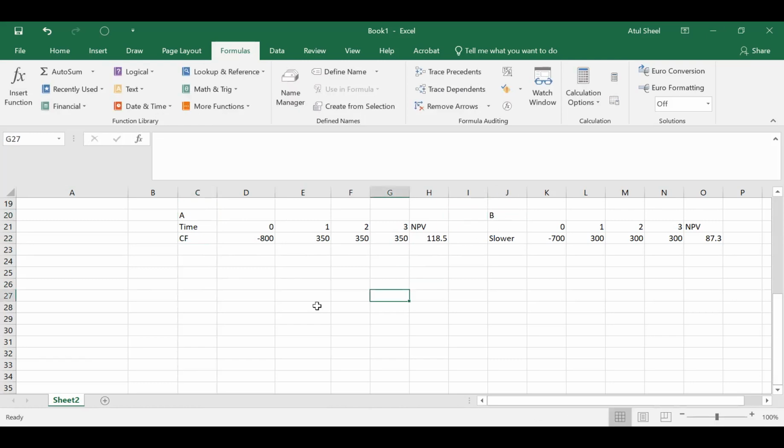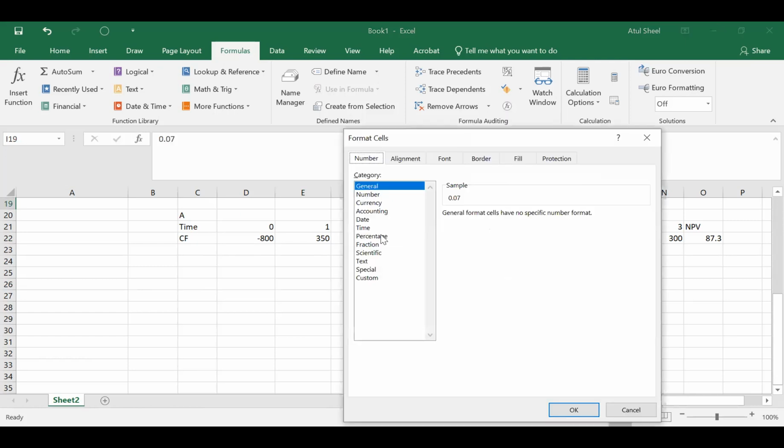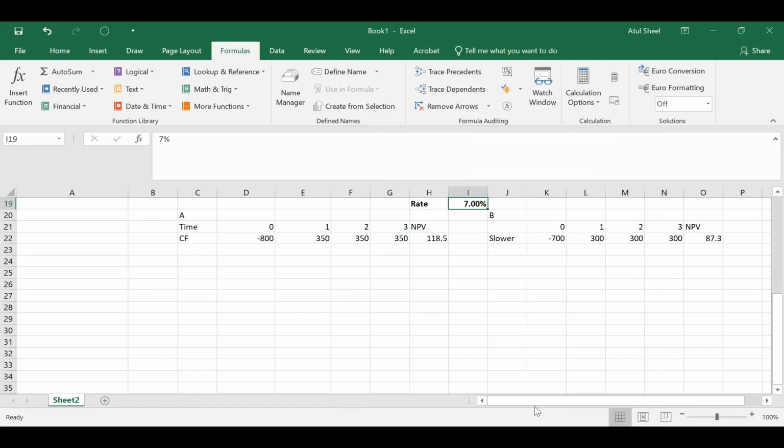Okay. Now, for my interest rate over here, remember, my discount rate or the interest rate. How much was it? 7%. So 0.07. This was my discount rate. You know, you can format it in a percentage format, but up to you. Format the cell in percentage format. There you go. 7% is my rate.